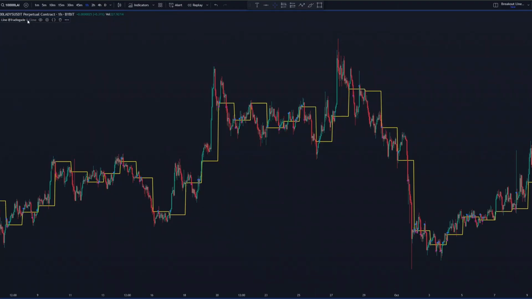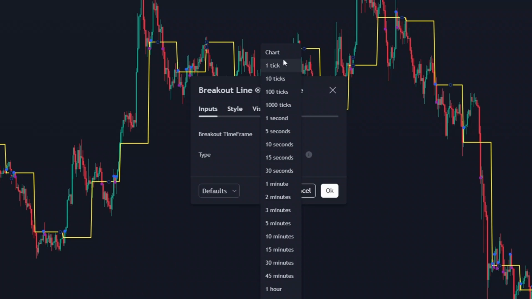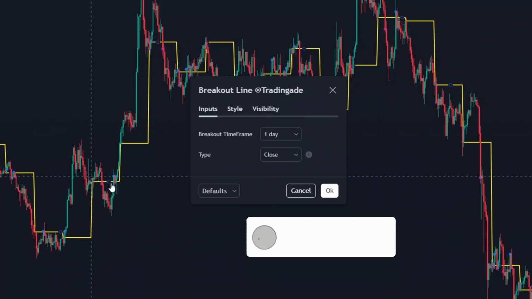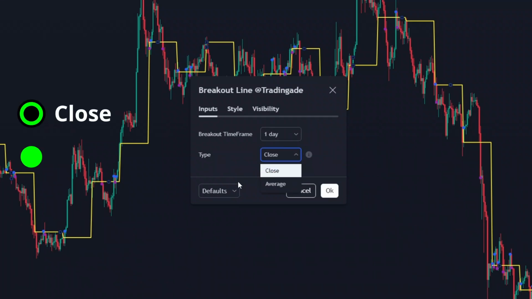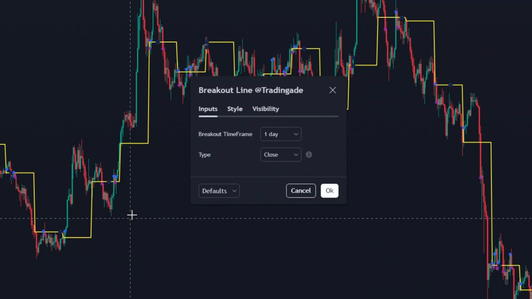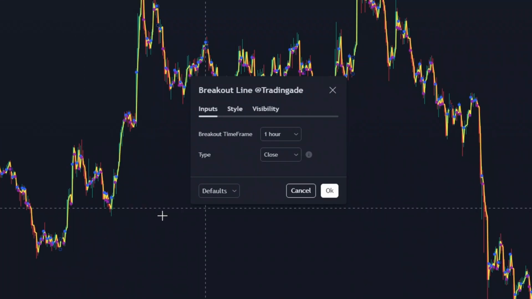If we open the indicator settings, as you can see, we have the breakout time frame. We can select any time frame that we want, and this breakout level will be calculated based on this time frame. We have these settings and the type. We can choose close or average. With these settings, the line represents the previous day's closing level, whereas if we change here to 1 hour for example, this represents the previous hour closing level.